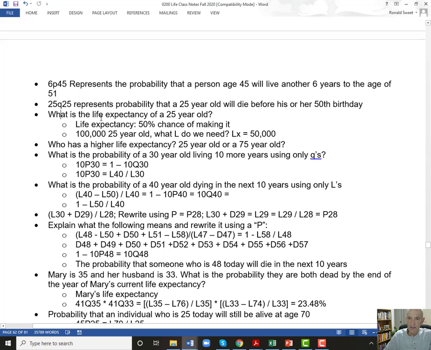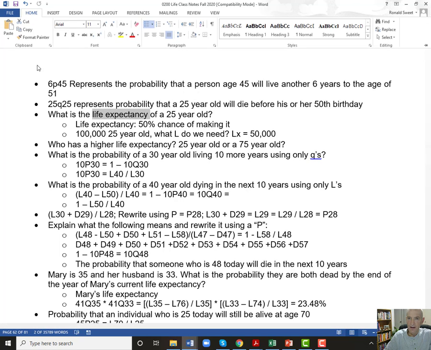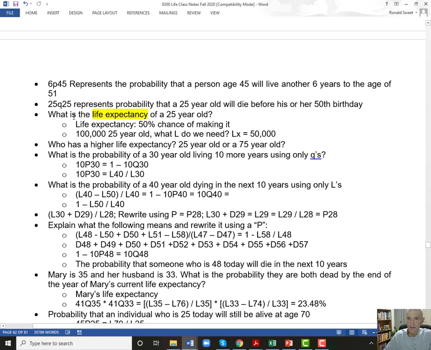The next one is life expectancy. Now this is an important one. What does life expectancy mean? So the definition of life expectancy is you have a 50% chance of dying before that age. You have a 50% chance of living longer than that age. So how do we do life expectancy?